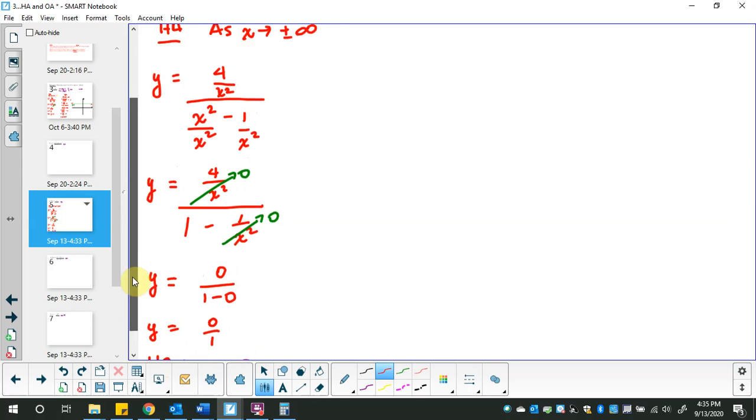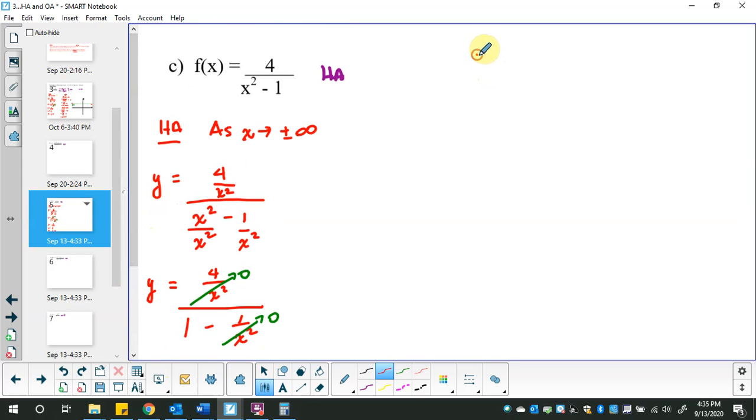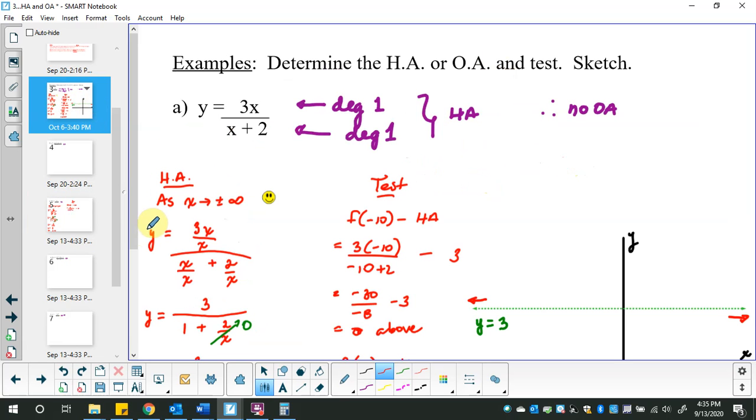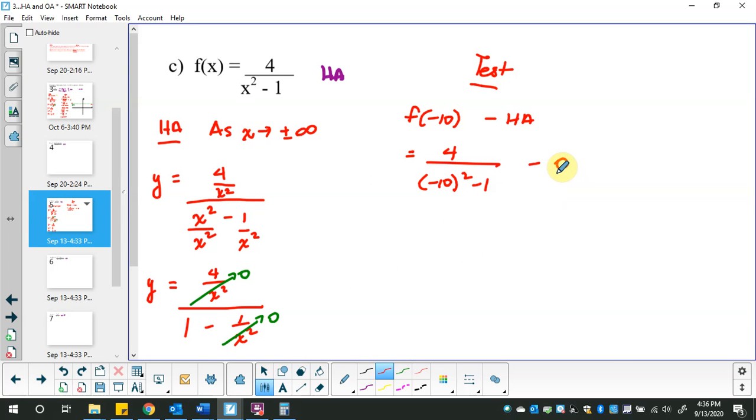So, test time, y equals 0. I'm going to put in negative 10, subtract off the horizontal asymptote. So that's 4 over negative 10 in a bracket squared minus 1, subtract 0, which won't make a difference at all. I can tell if you forget something other than 0, but if you forget to do that one step with 0, you get off a little bit free. So that's 4 over 99 minus 0, so that ends up being positive, and positive means above.